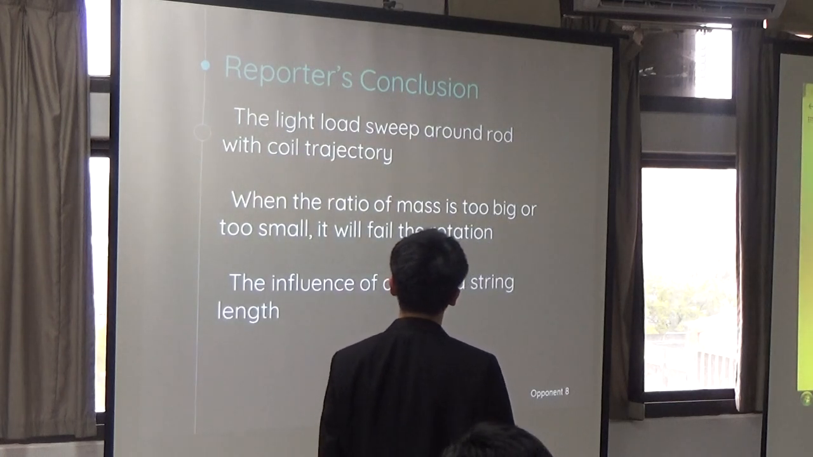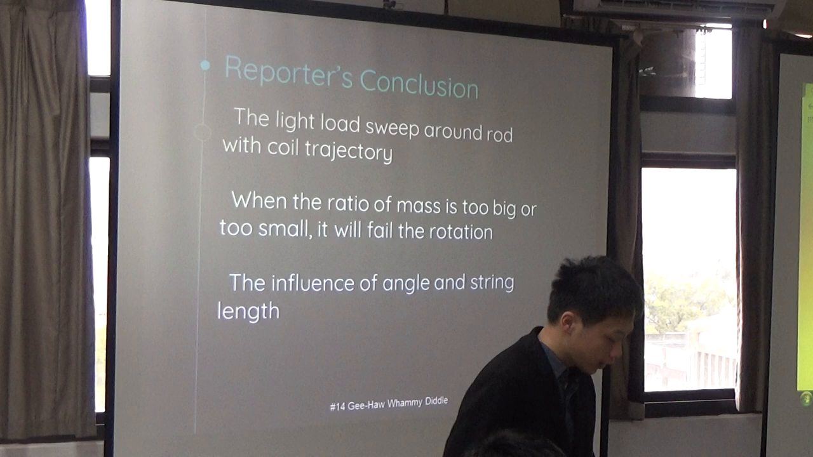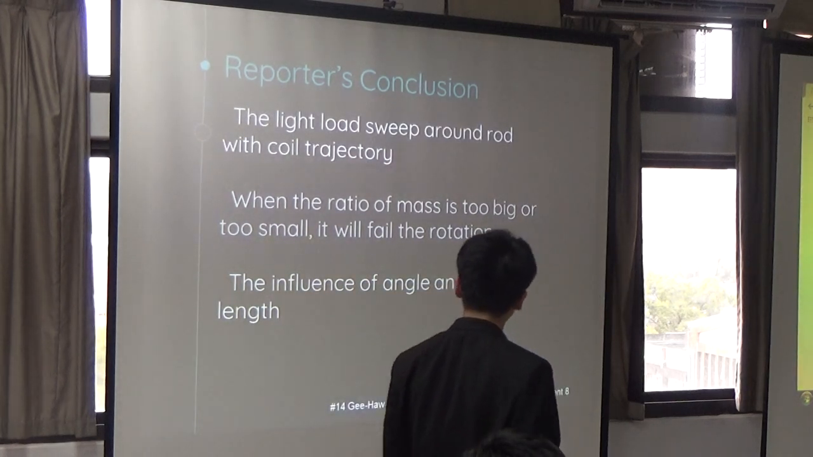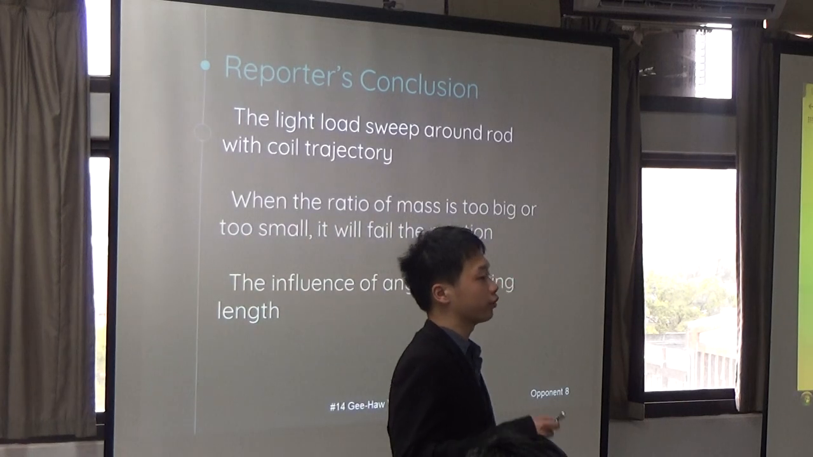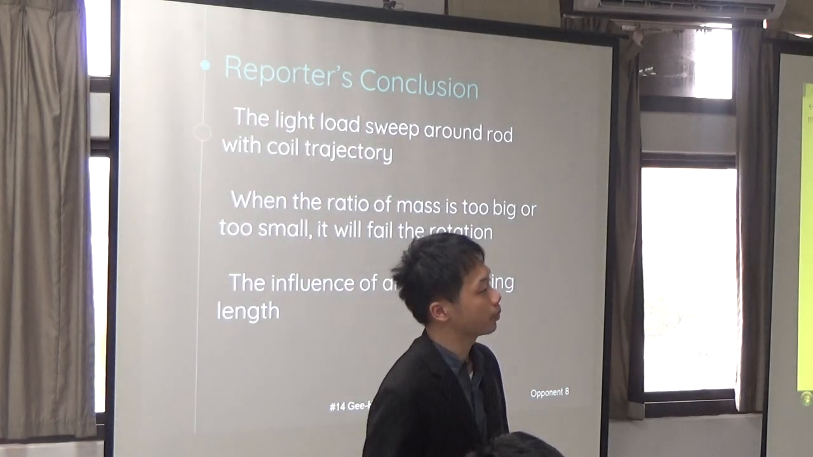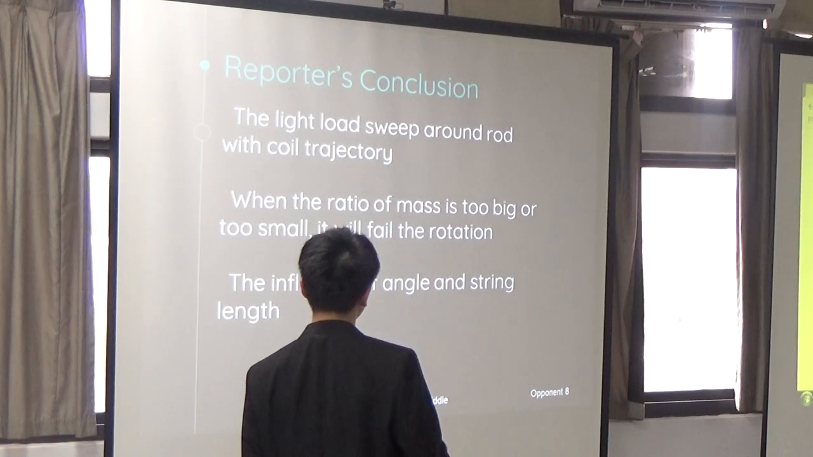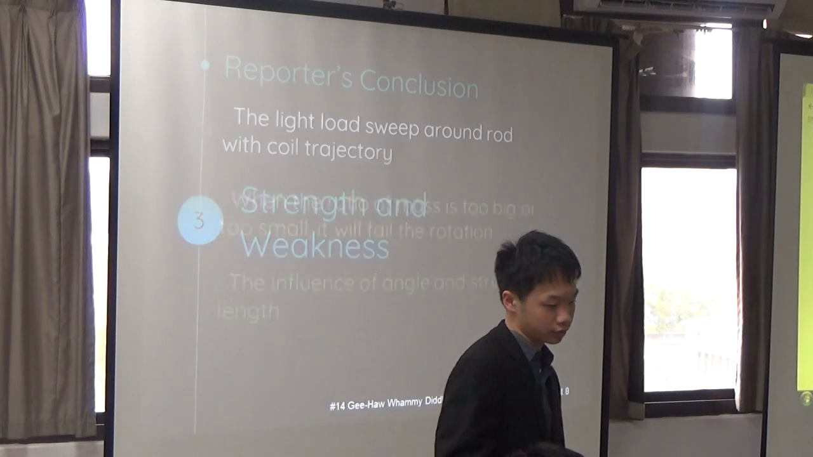The conclusion is that the light load will sweep around the rod with a coil trajectory. For the mass, if the mass ratio is too big or too small, the experiment will fail because the lighter load cannot sweep around the rod. And they also looked at the influence of the angle and the length of the string.